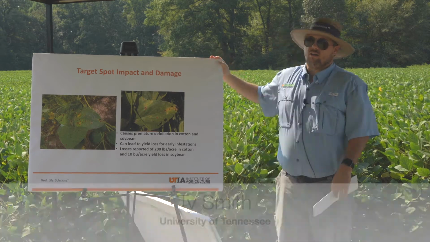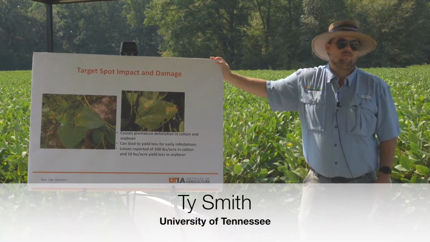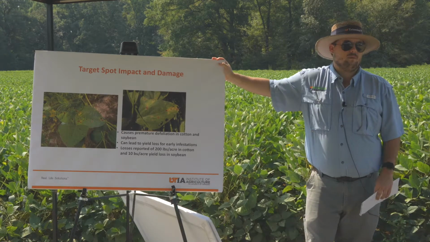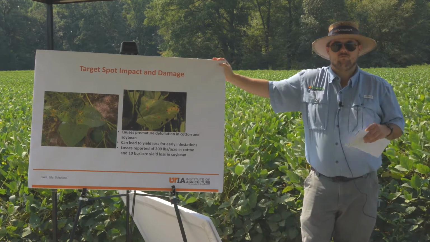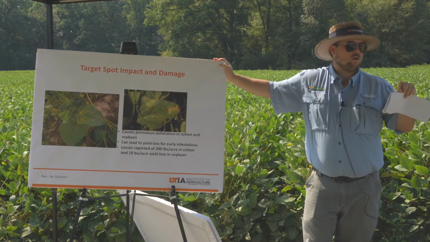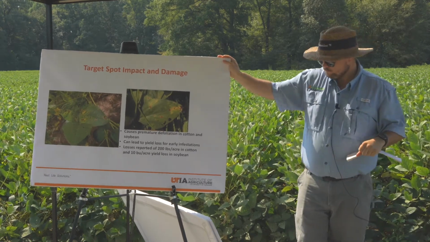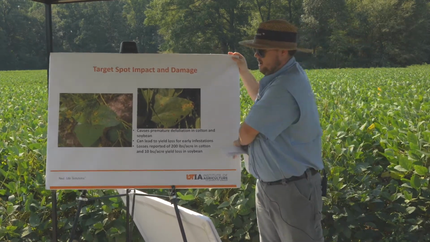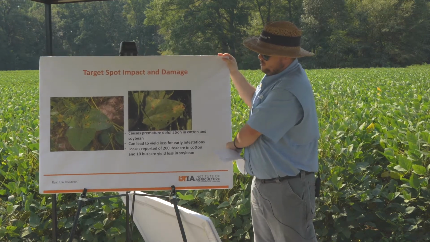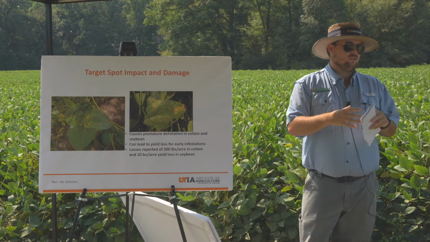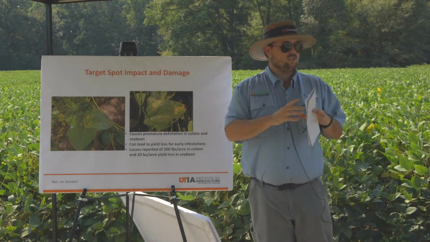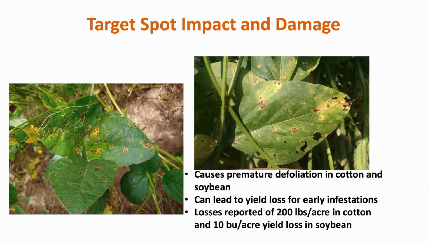Target spot is a foliar pathogen that primarily begins in the bottom part of the canopy in our reproductive stages. It starts off as some very small, dark maroon spots. As these spots get larger, they start to coalesce, and as they mature, they start to look more like that characteristic target pattern. So they do look kind of circular and target in shape.